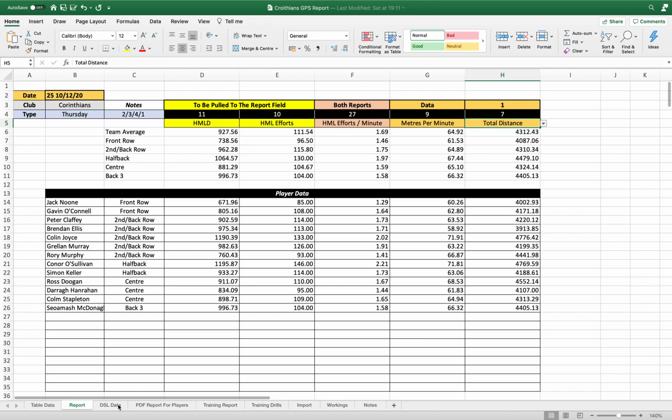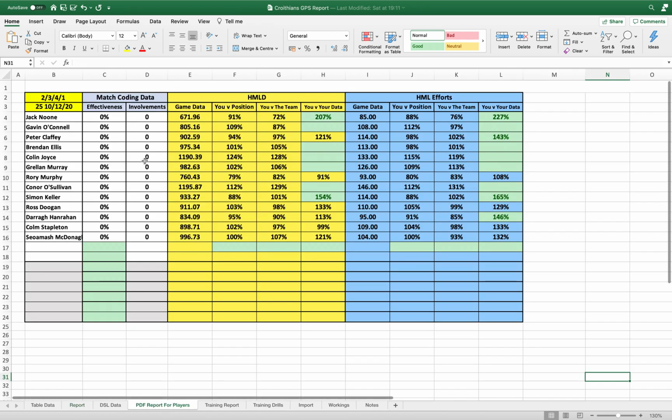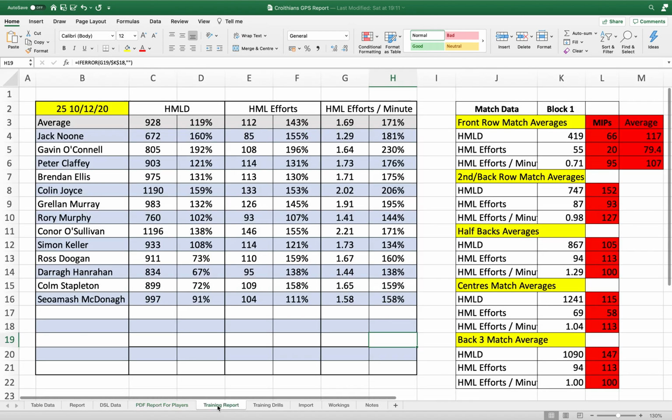But in terms of how we feed it back to coaches, so this will be a match one. So there's nothing in here in effectiveness yet because this is a training session, involvements. But we just take a screenshot of that. But in terms of training, I suppose we'll just concentrate. So this is a training on the 10th to the 12th in Corinthians.